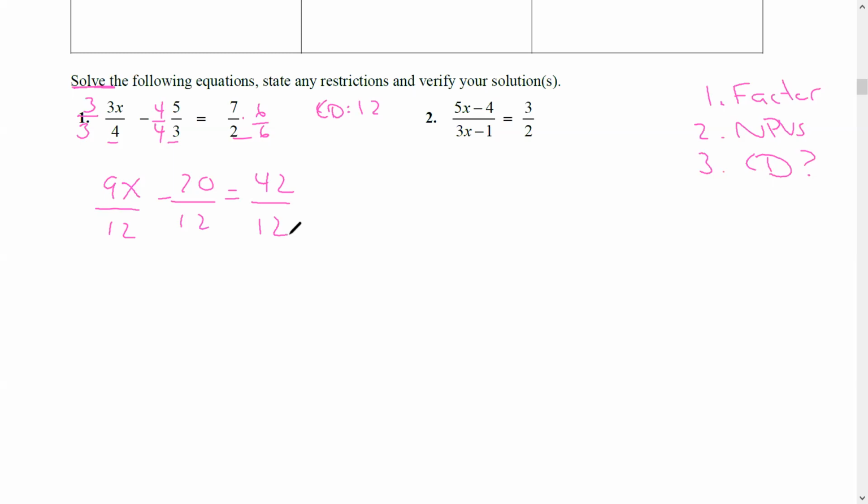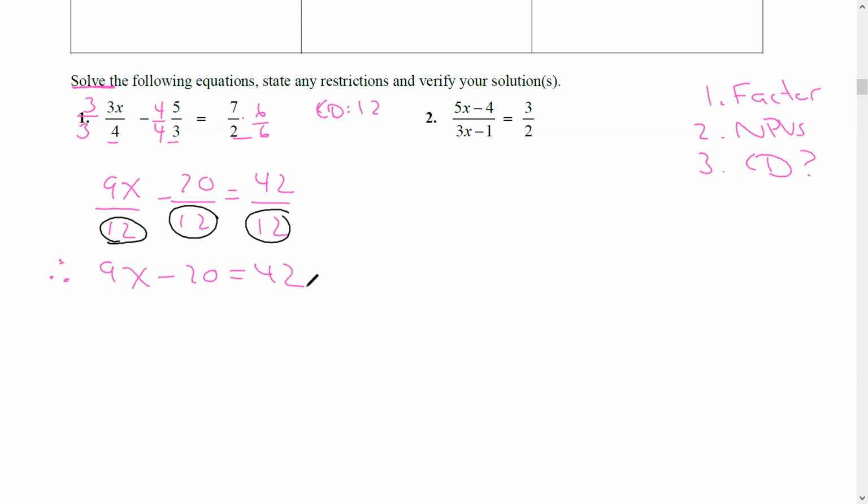Now, here comes the really important part. This is an equation, meaning the left-hand side is equal to the right-hand side. Look at my denominators, they are all the same now. If the left-hand side is equal to the right-hand side and the denominators are equal to each other, then guess what? The numerators have to be equal to each other. So therefore, 9x minus 20 is equal to 42.